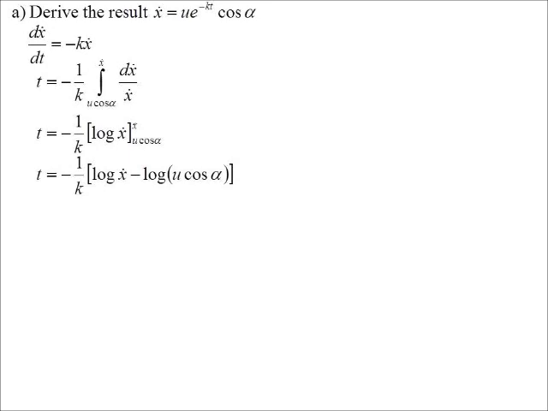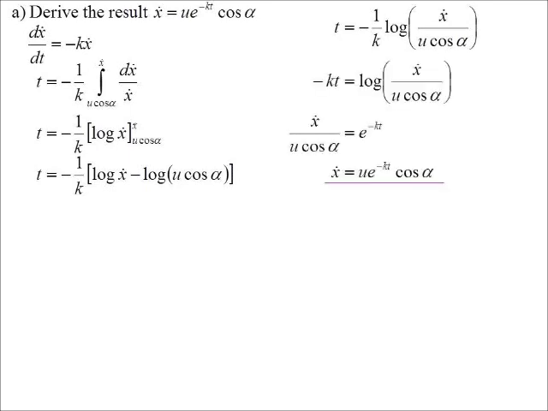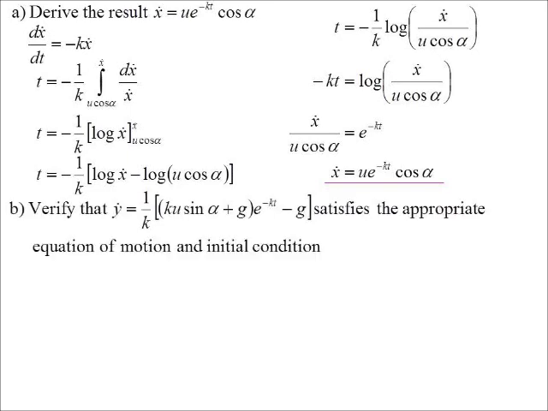Now we're looking to make x dot the subject. So I've combined it into one log, multiplied by the minus k, exponentialized both sides, then multiplied by u cos alpha, and I've got the final expression there. Verify, and I've got to be honest, this is where I should have read the question carefully, because it says verify that it satisfies the appropriate equation of motion. I actually derived it.